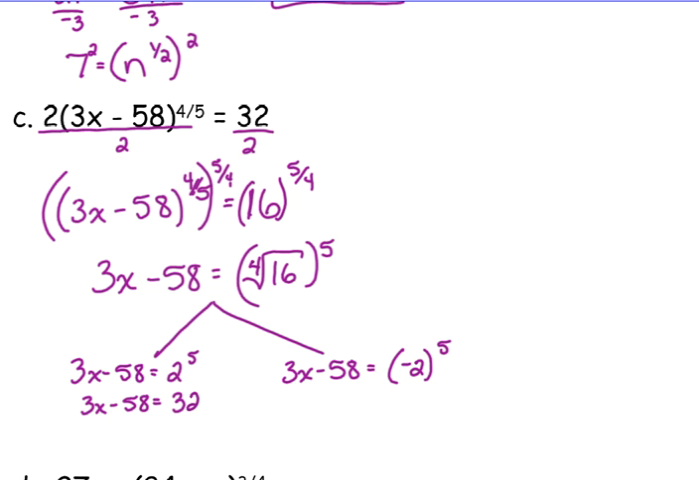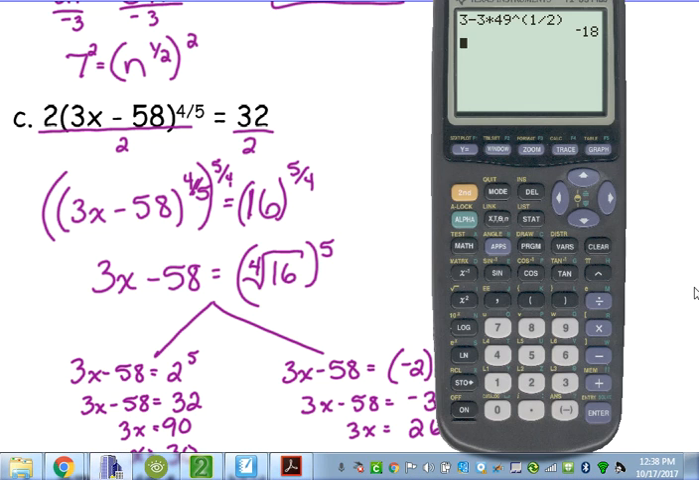2 to the 5th is 32. So when we add 58 to that, we get 90. Is that right? Yeah, 90. So x equals 30 is one of our solutions. For our other equation, that means the expression will be equal to negative 32. When you raise negative 2 to the 5th power, it's negative 32. So when we add 58 here, we get 26. Right? Negative 32 plus 58.